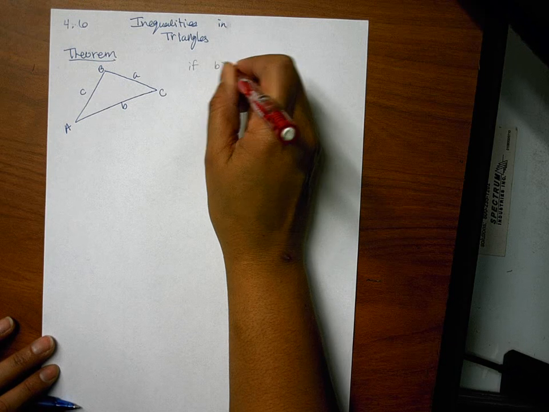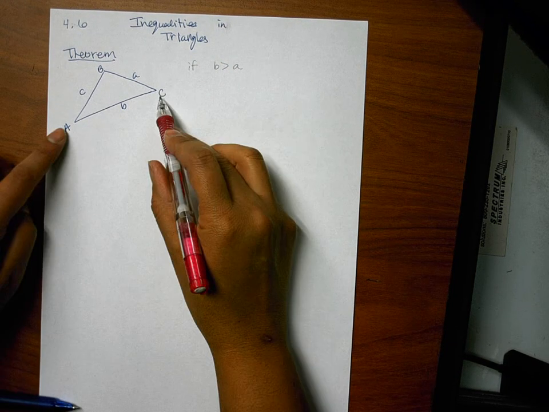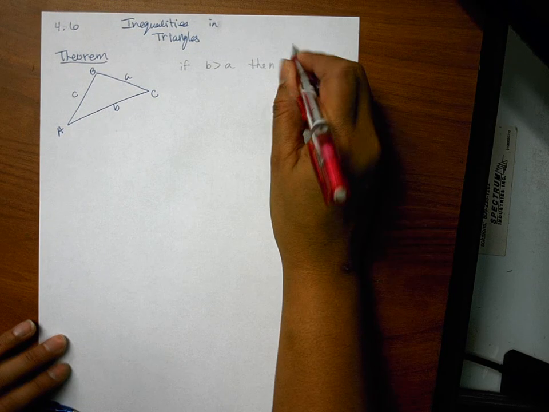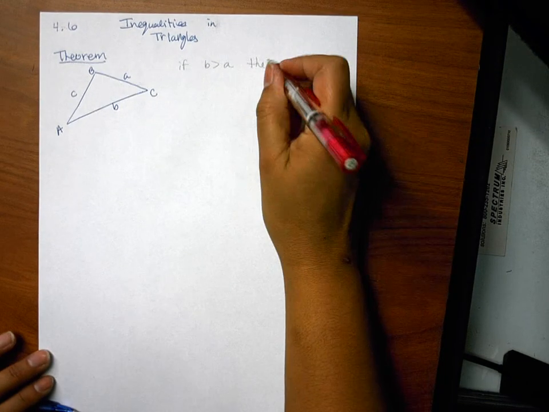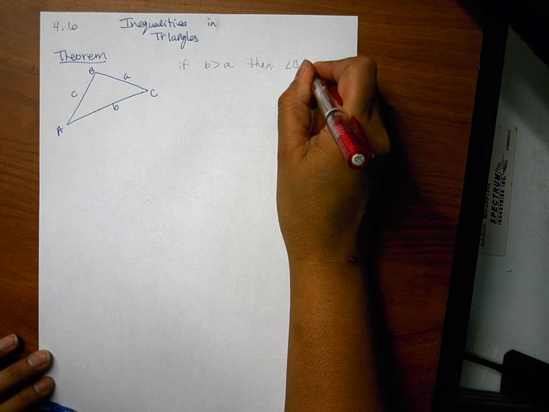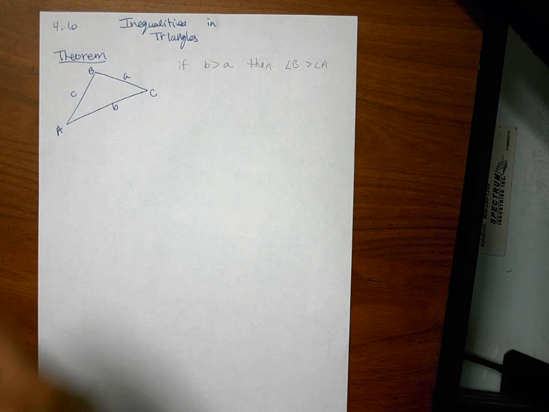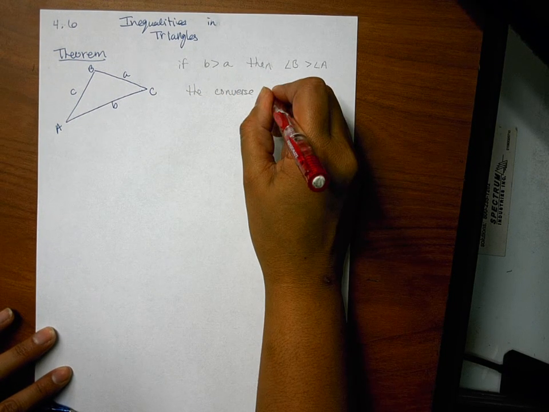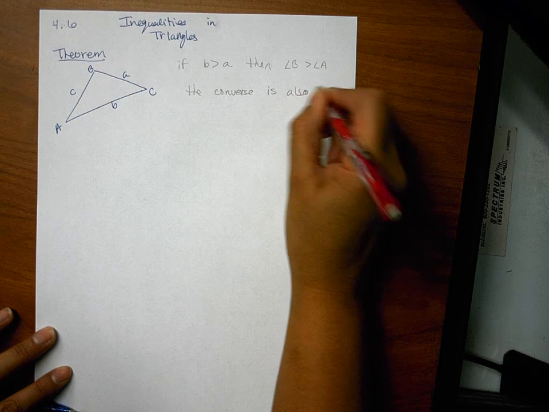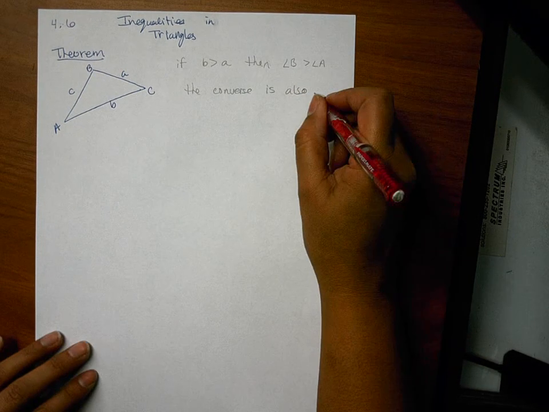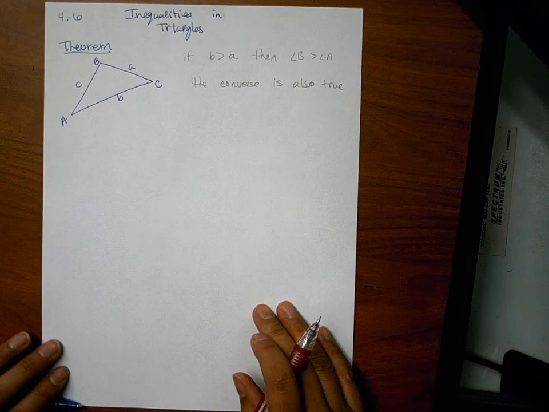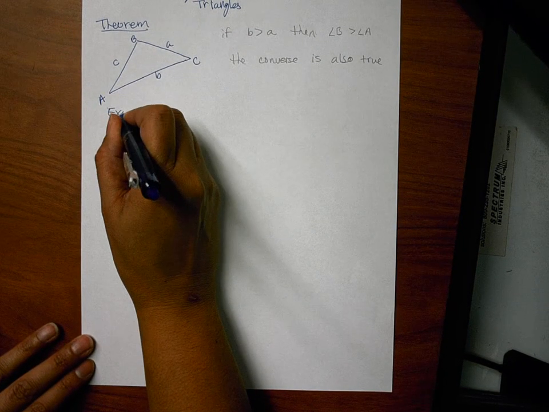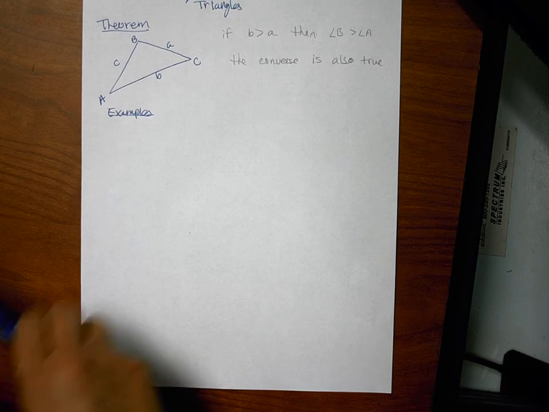Alright, the theorem is if side B is bigger than side A, then angle B will always be bigger than angle A. And the converse is also true. So if an angle is bigger than another angle, then its corresponding side will also be bigger than the other corresponding side. All right, let's take a look at what that means.